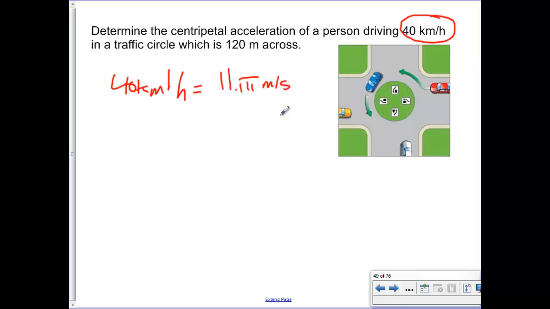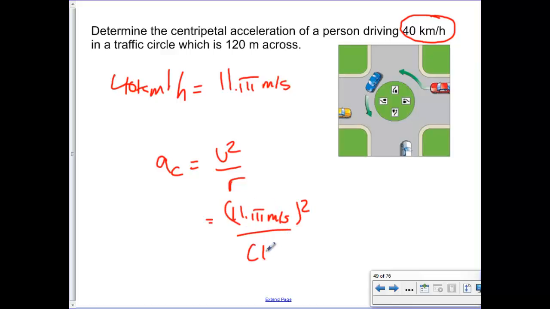Repeating? Okay. So for a formula here to find centripetal acceleration, this one's really easy. It's just v squared over r. So take your 11.1 meters per second, repeating there, square it, and divide by your radius.